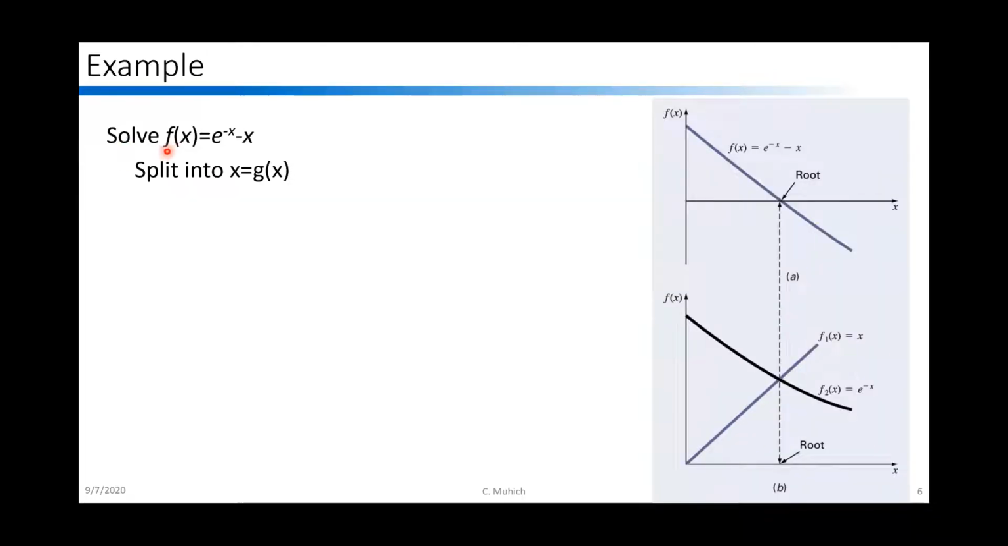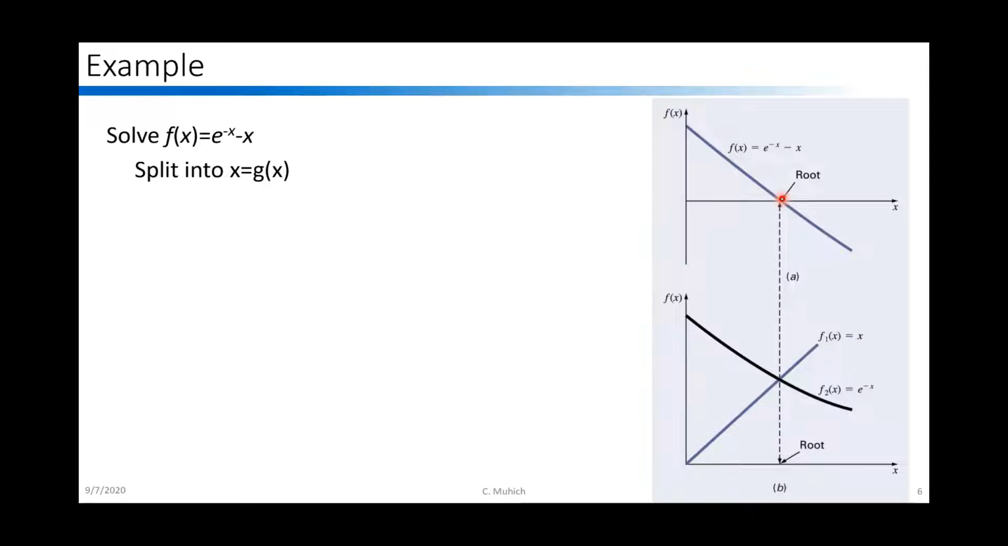Let's say we want to solve f of x equals e to the negative x minus x. This may be difficult to solve by hand, or if we had a more complex question, it may be difficult to solve by hand. But we're going to use our open method to solve this equation. Just for an example, I've plotted these points over here on the right-hand side of the slide. We can see here's that equation, e to the minus x, and we can see the root that we want.